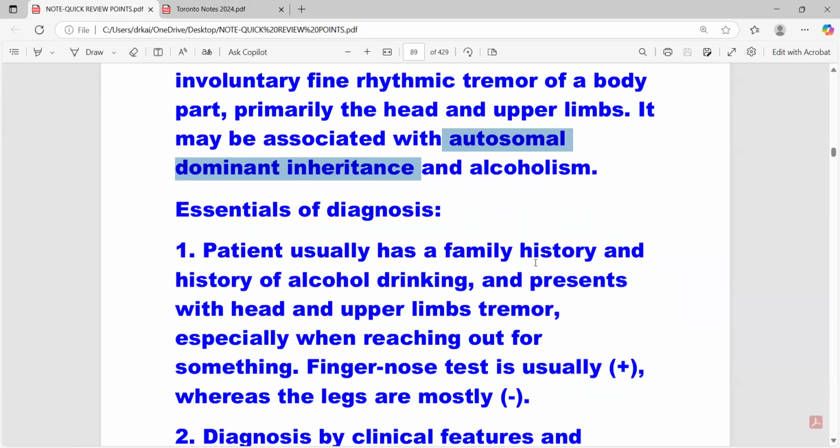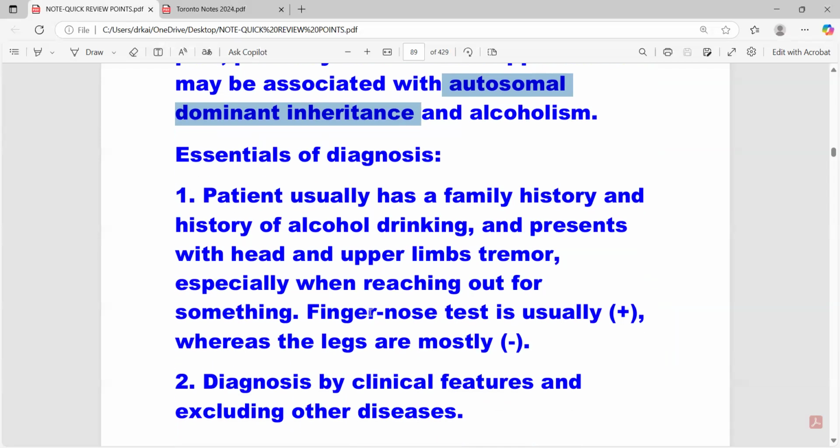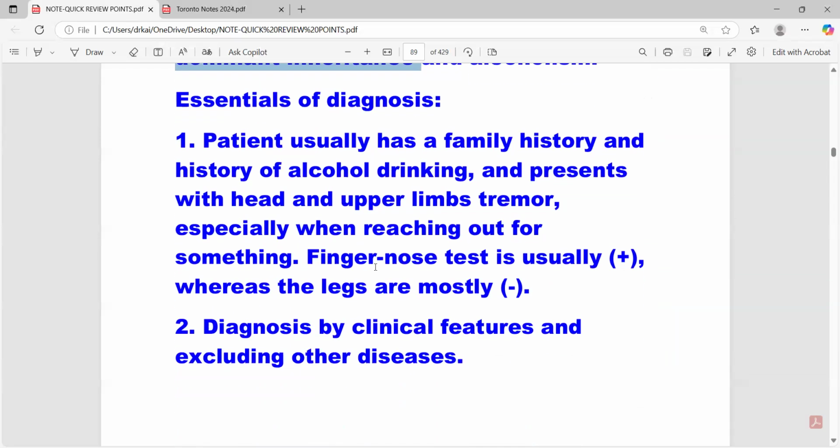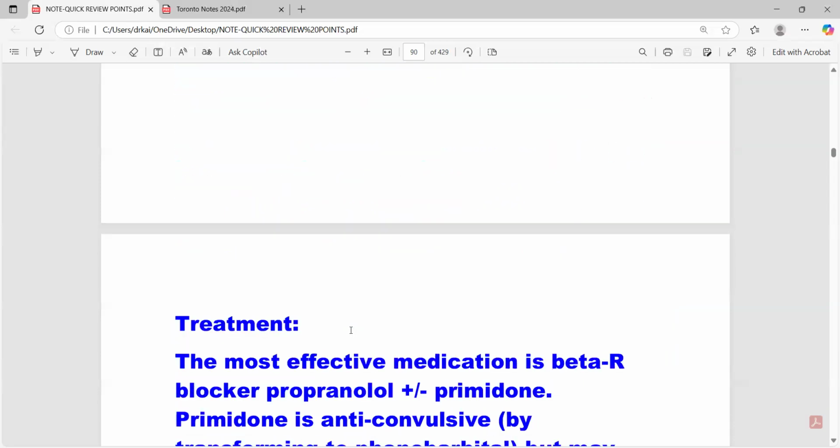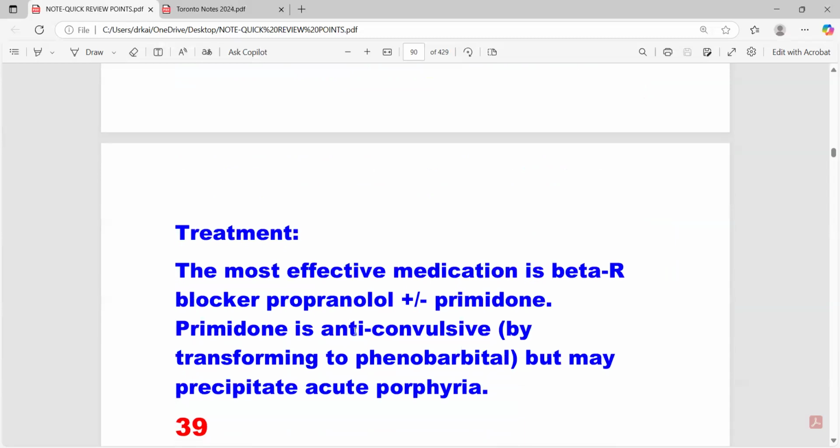Patients usually have a family history, as I said, the autosomal dominant part, and a history of alcohol or other tremors going on. So you have to do which one? Finger nose test, diagnosis by clinical features and excluding other diseases. The treatment is beta blockers.